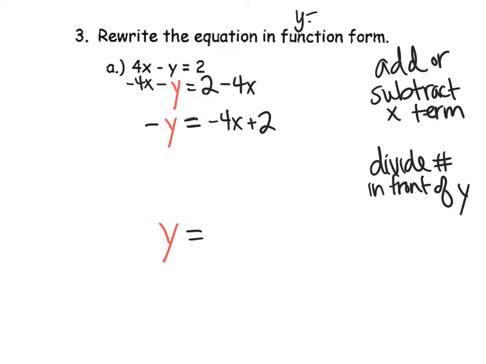Right. Function means y equals mx plus b. The last thing that I have a problem with is that there's a negative sign in front of the y. It's like a negative 1. It can't be there. How do I get rid of the negative sign? Divide everything. Which means if I'm going to divide the y, I'm going to divide the 4x, I'm going to divide the 2. Everything. Negative 4x divided by negative 1. Positive 4x. 2 divided by negative 1 is? Negative 2. Awesome.